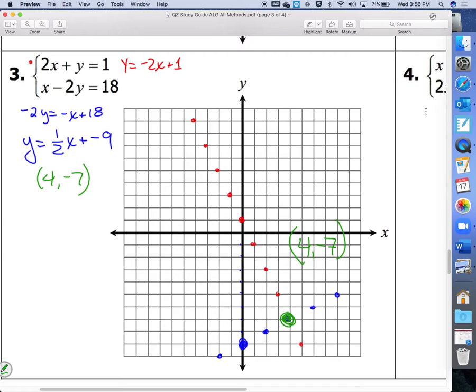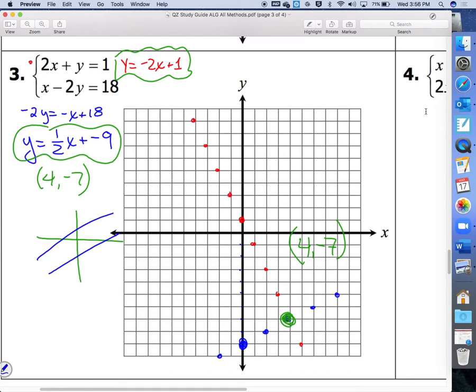So just to review graphing: it's probably easiest to graph in slope-intercept form, so I would isolate y in each equation, graph the lines, and look for their intersection. And remember, as a quick review, if the two lines are parallel, that's your no solution scenario. Or if when you simplify, both equations represent the same line, that's your infinite solutions scenario.